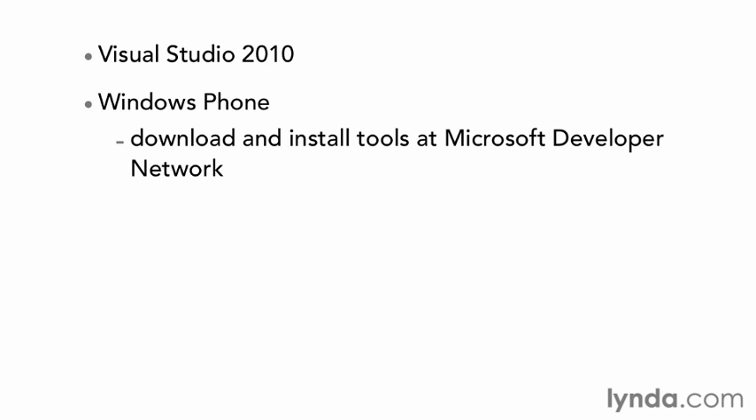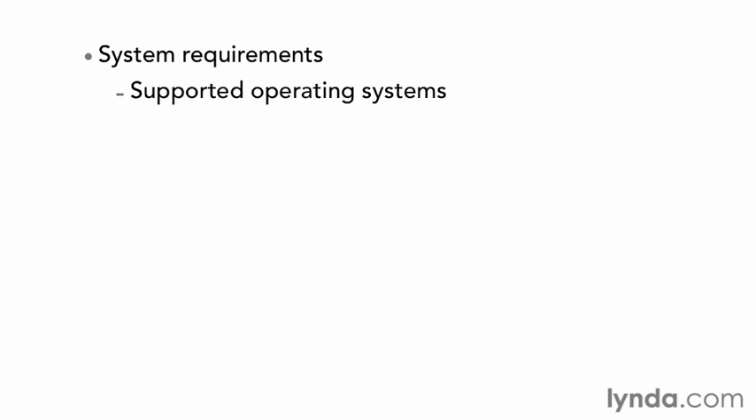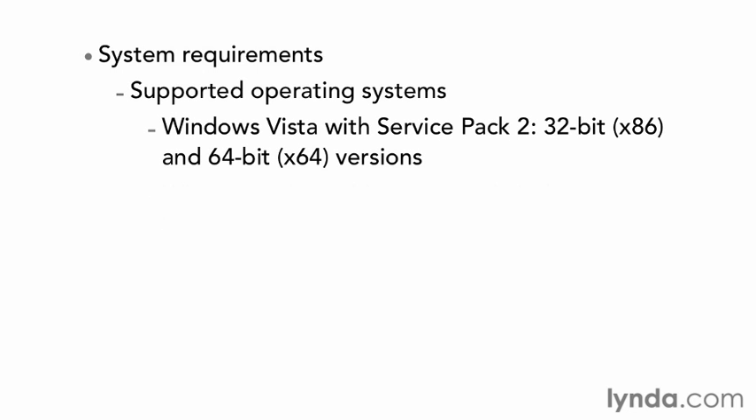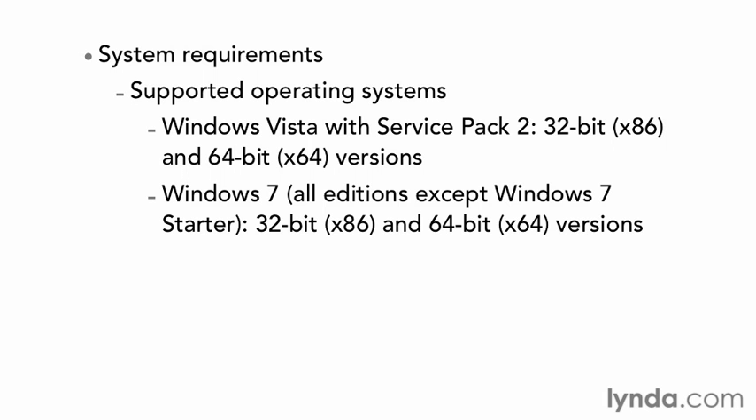To get set up, you go to the Microsoft Developer Network, or msdn.microsoft.com, Windows Phone Hub. First, we'll review the system requirements, including the hardware and software required for the Windows Phone emulator, downloading and installing the tools, and installing the Silverlight Toolkit for Windows Phone. The Windows Phone developer tools require either Windows Vista or Windows 7. Windows XP is not supported.